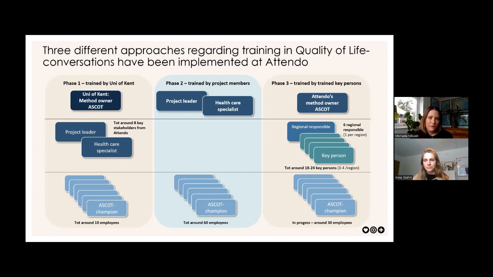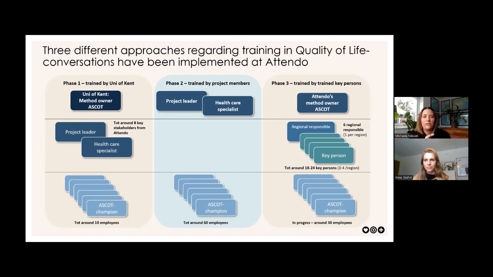Now we're in the middle of the third phase. To be able to continue the implementation and reach a larger number of nursing homes and employees, we've set up another organization for training. And that is with a greater regional focus. We have nursing home regions in Sweden, and so we have one regional responsible for each region, and we have a number of key persons in each region. From the quality department, we've been educating those key persons, and they, in their turn, educate the champions. So it's kind of like a train the trainer concept.